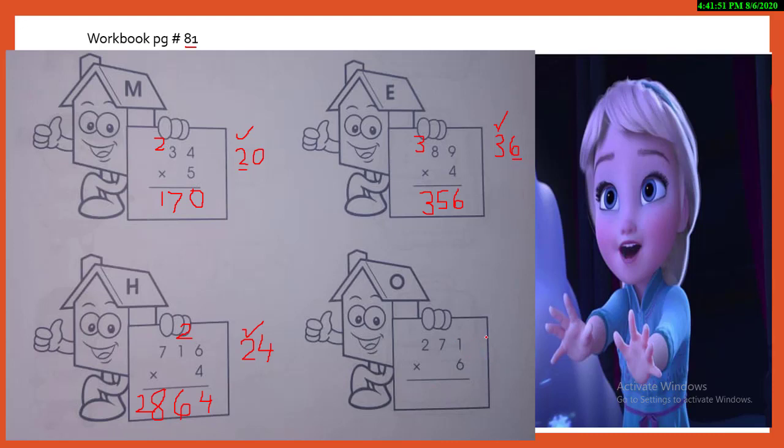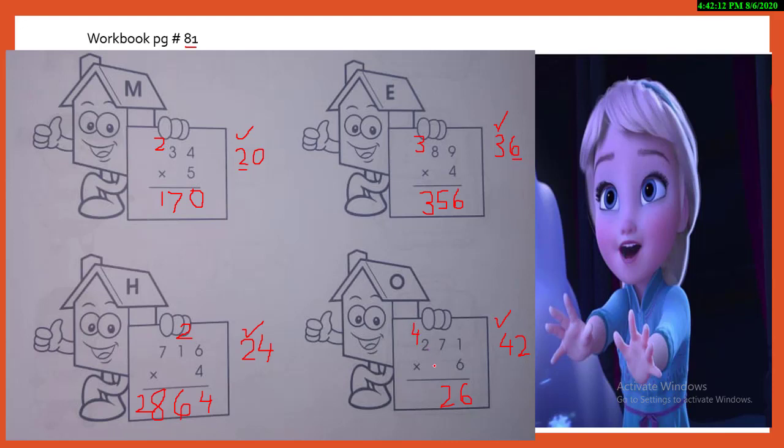Yes, 6 ones are 6. So no two digits. So you will write down 6. 6 sevens, or you can say 7 6s, are 42. We got a two-digit number over here. Yes. So 4 will be carried on and 2 will come at the answer's place. Yes, I mentioned it. 4 is here.